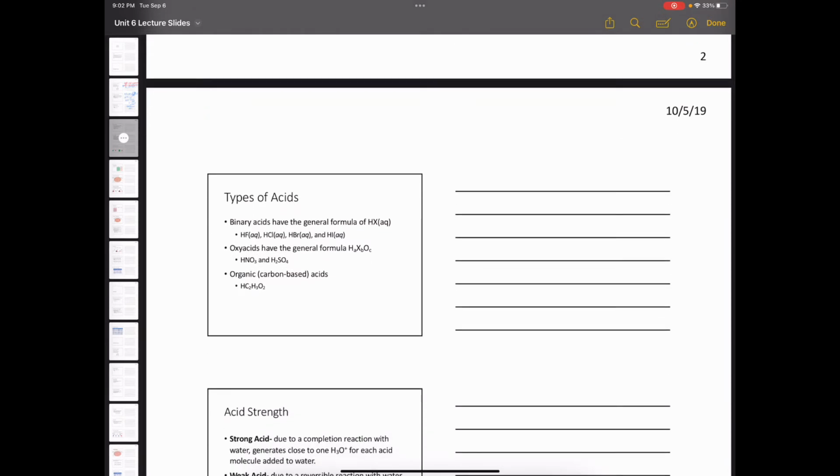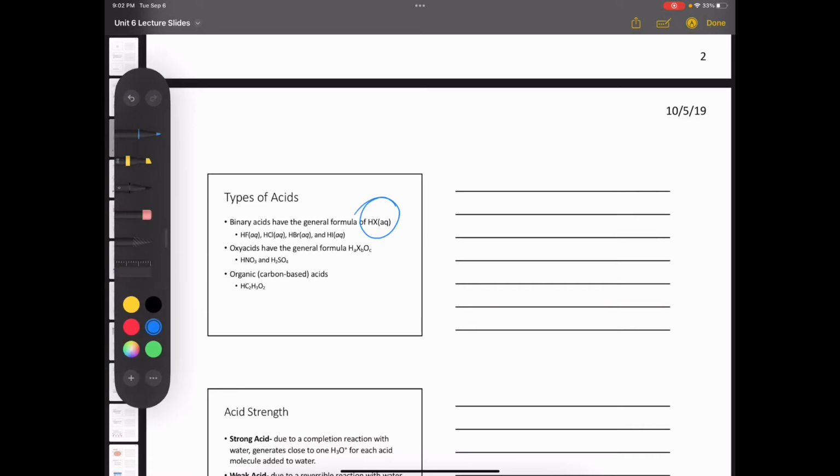Before we look into strength and also the number of protons generated, let's look first into types of acids. First thing we have here is the binary acids, which have the general formula of HX. So something like hydrogen fluoride would be considered a binary acid. Hydrogen chloride would be considered a binary acid as well. HBr, HI, and so on and so forth.